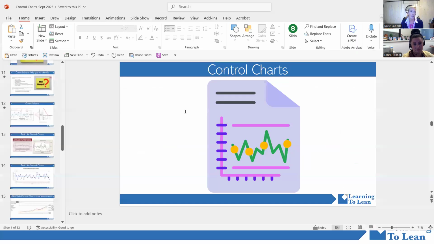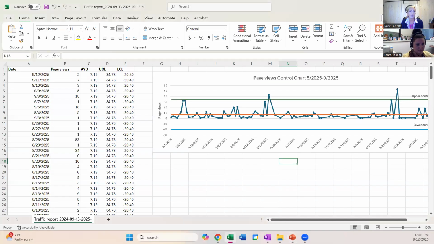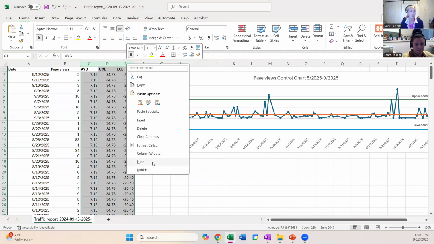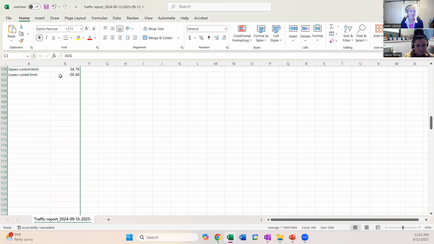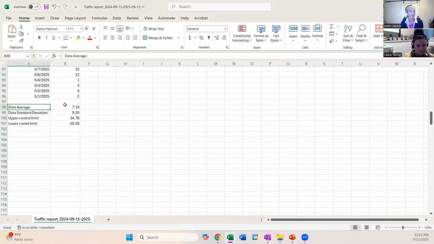So let's pop out for just a second and go into Excel. So can you still see my screen in Excel? Okay. So here's my data. So my original data, I'm just going to hide this for a second. My original data looked like this. Okay. So I had my date, my page views, and down at the bottom, I had my data average.